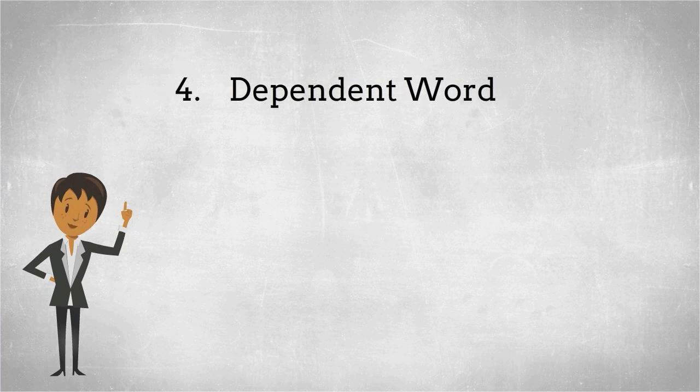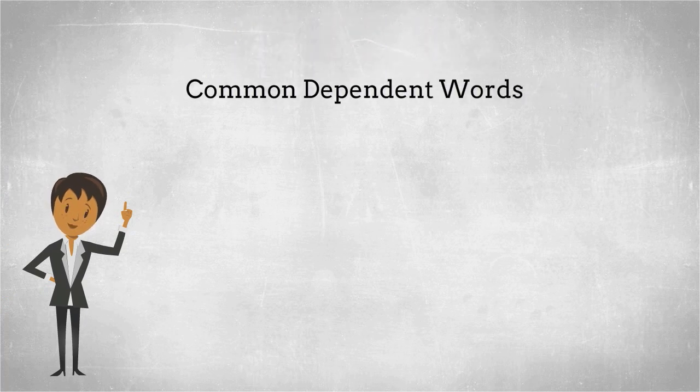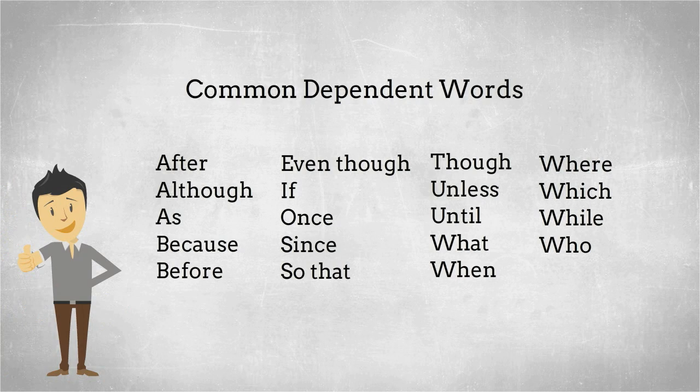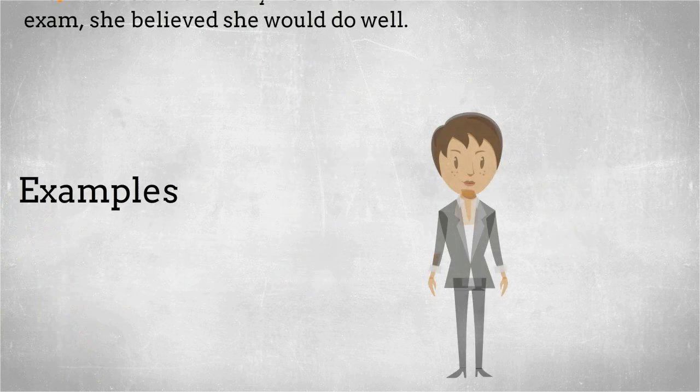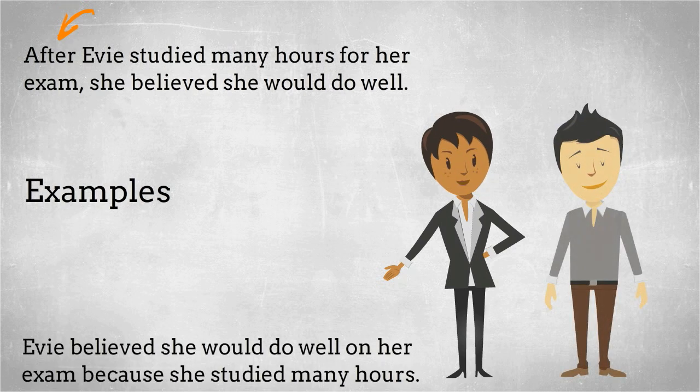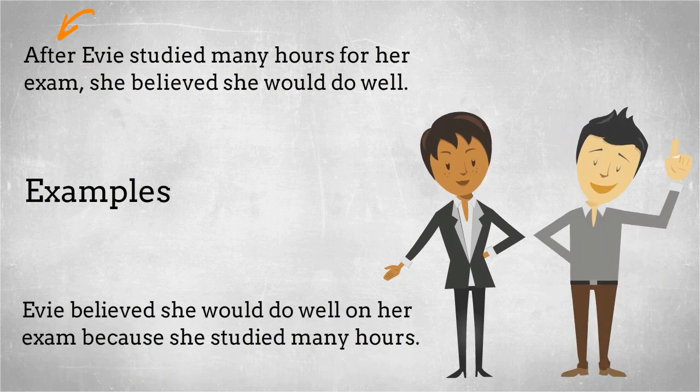Finally, you may use a dependent word to correct a run-on mistake. Here are some common dependent words you may use. Let's look at our example one more time, this time using a couple of words from this list. After Evie studied many hours for her exam, she believed she would do well. Evie believed she would do well on her exam because she studied many hours.